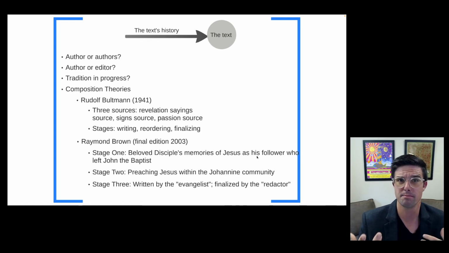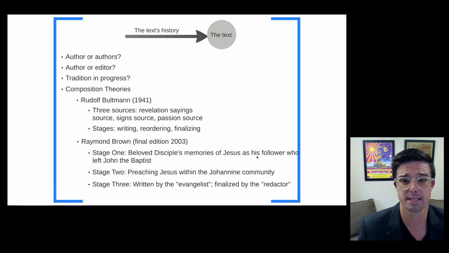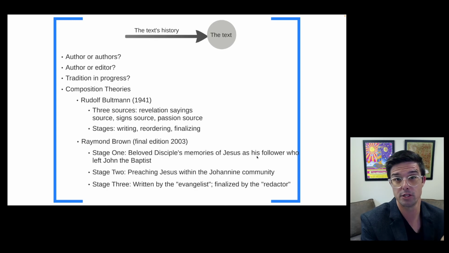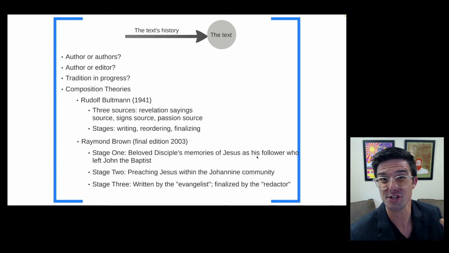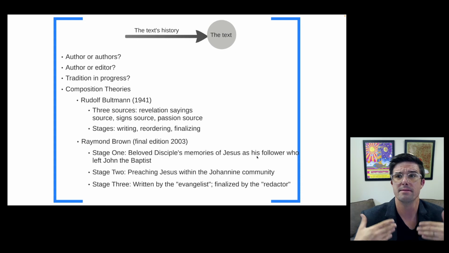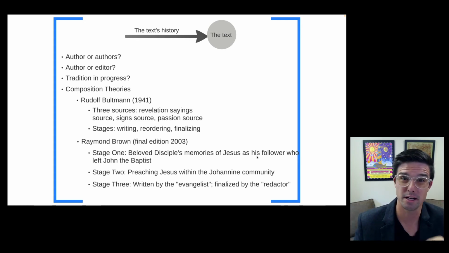So at stage one, we have the beloved disciple who has these memories, who is an actual follower of Jesus, and was someone who left the ministry of John the Baptist, was sort of a follower of John the Baptist, left John the Baptist's discipleship, and started to follow Jesus. So that's stage one.